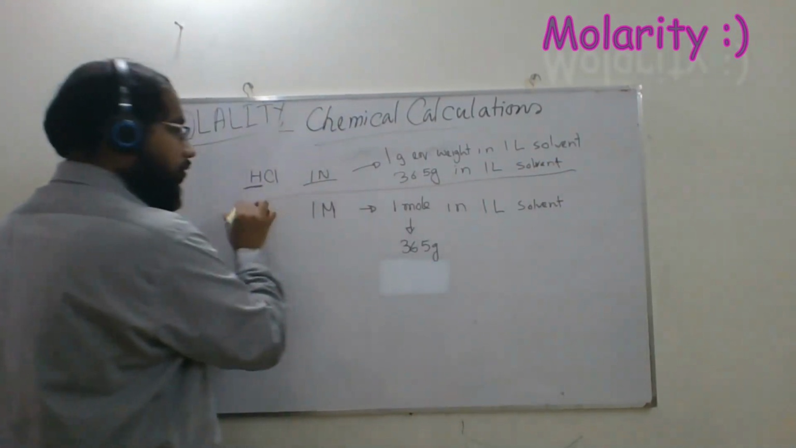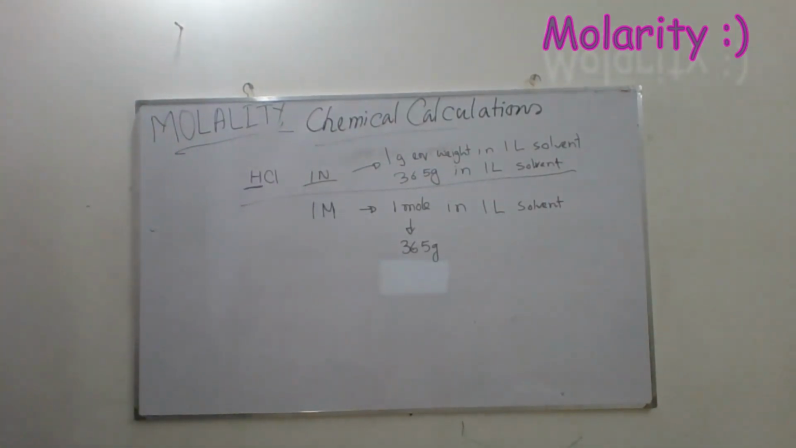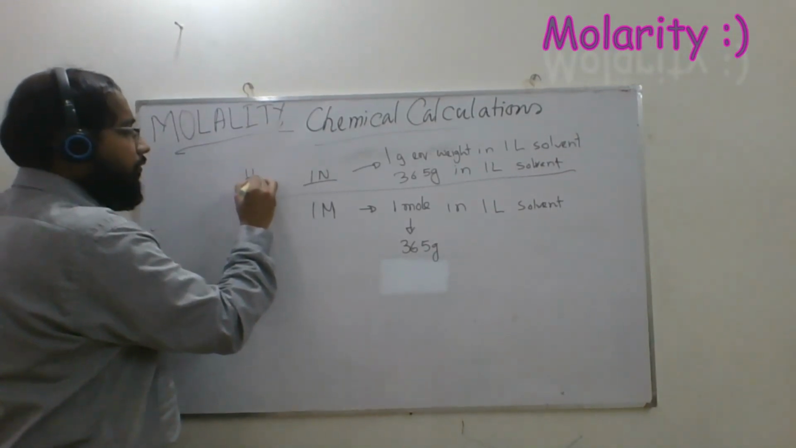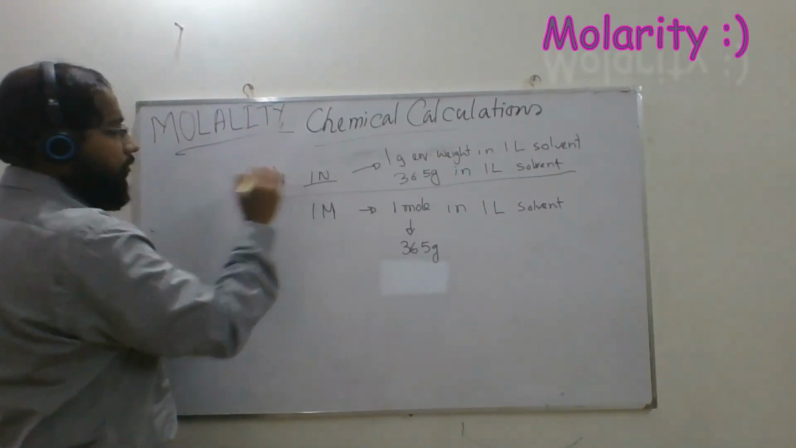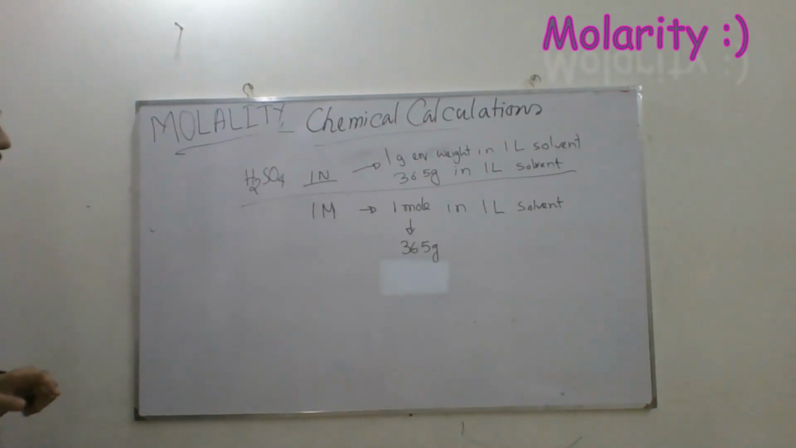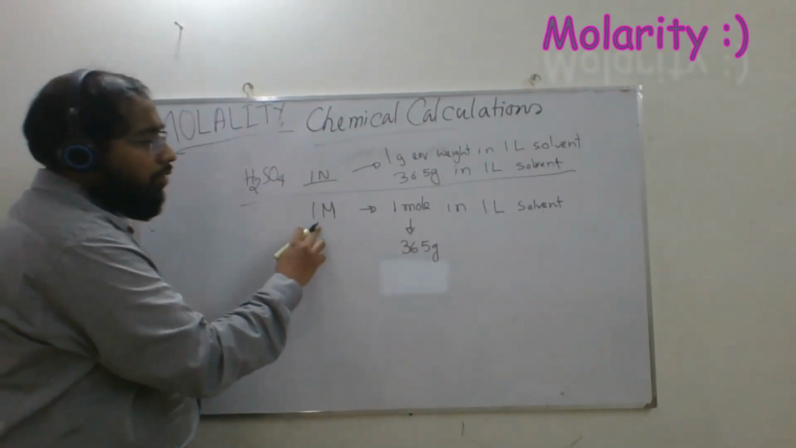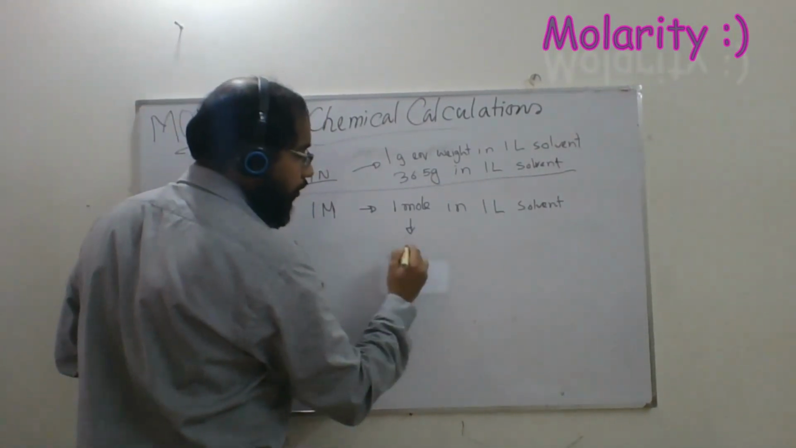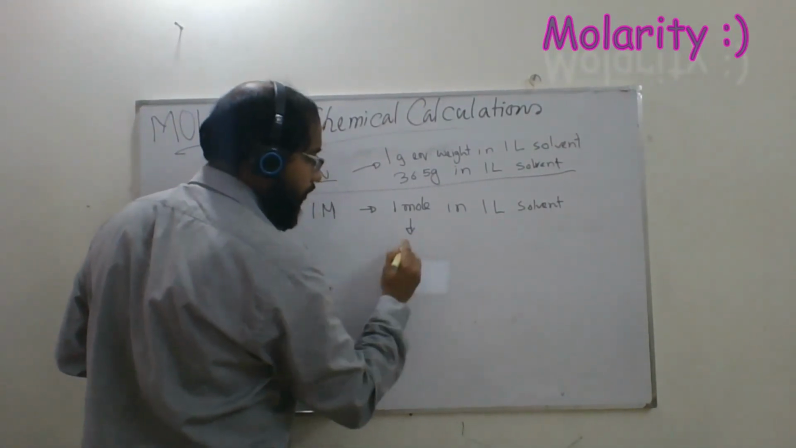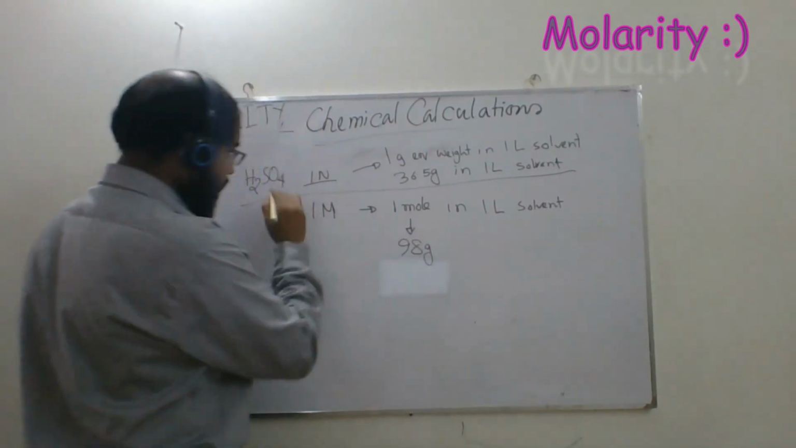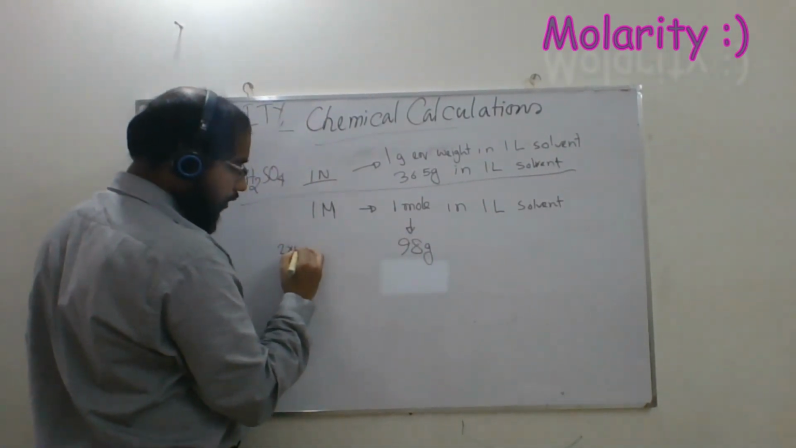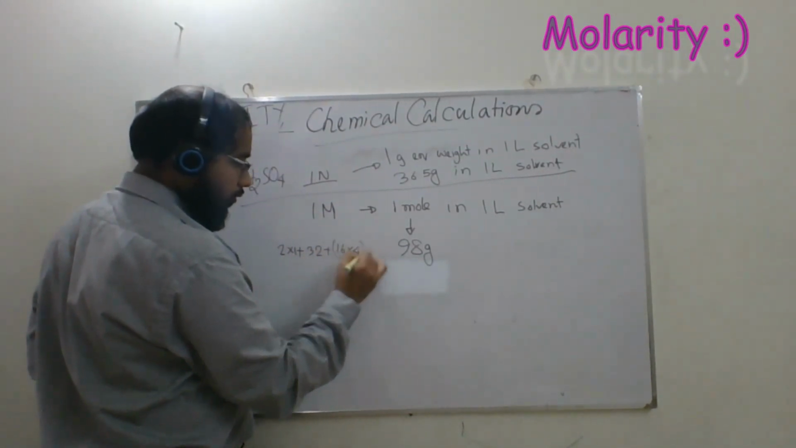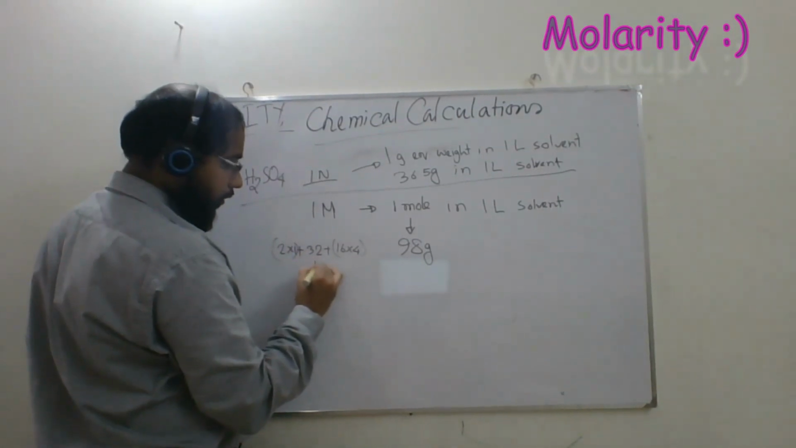Okay. Now, if we change this hydrochloric acid with sulfuric acid, then what will happen? Now, for sulfuric acid, 1 molar in 1 liter solvent will be 98 gram, because for sulfuric acid it is 2 into 1 plus 32 plus 16 into 4, so all gives you 98.